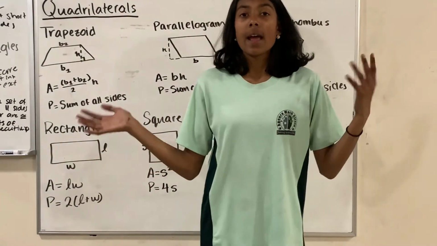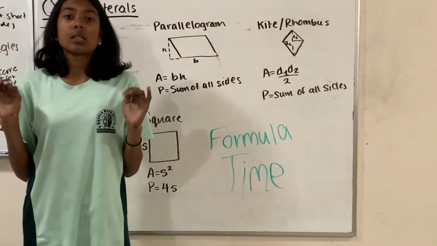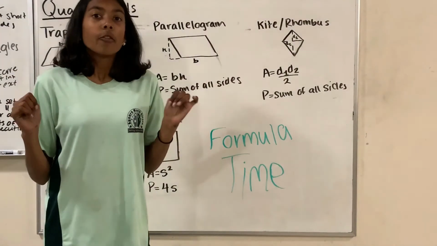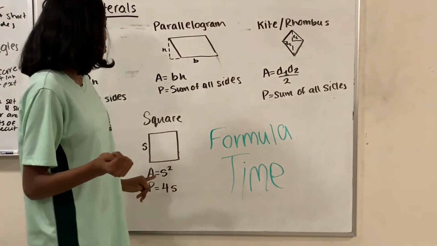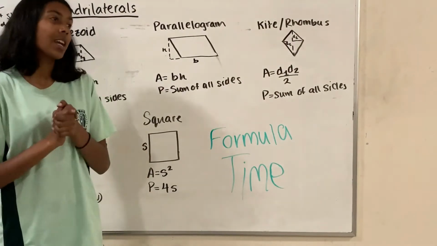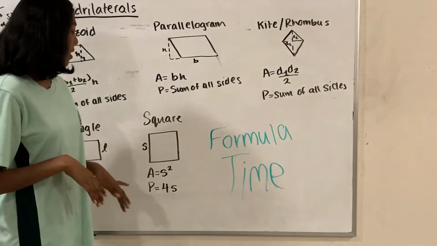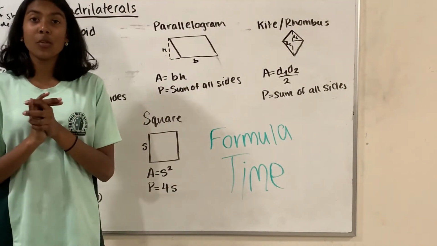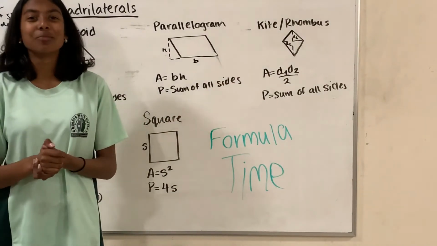They're equal. And lastly, we have our square, which is by far the most simple. For area, you take your side length, there's only one side length, so no confusion there, and you square it. And then for perimeter, just multiply that by 4. So there you have it, formula time.